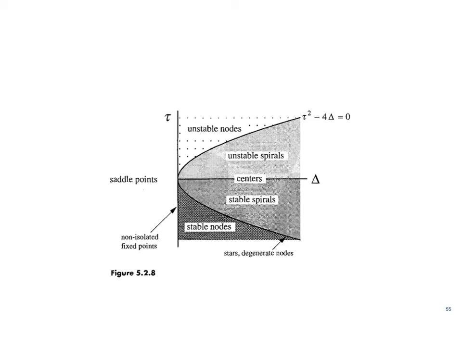So given delta, for lambda and tau, and this condition, then we can just establish the role of the fixed points.